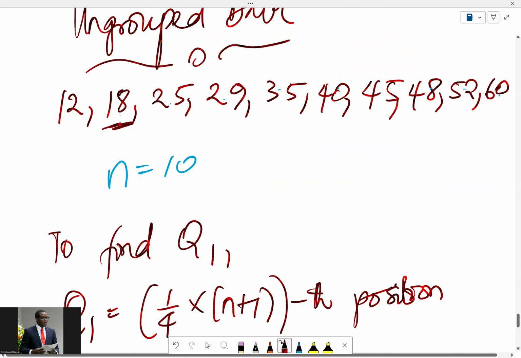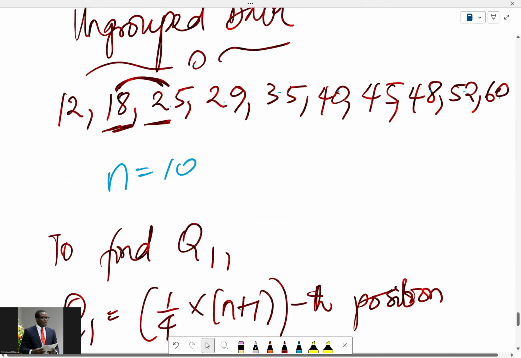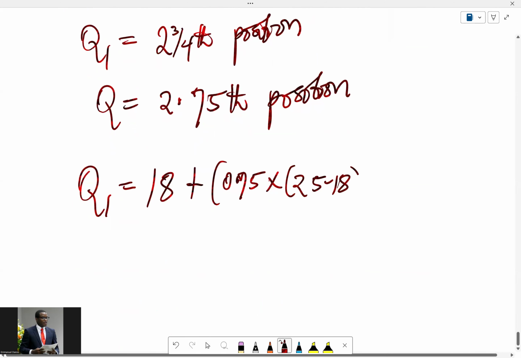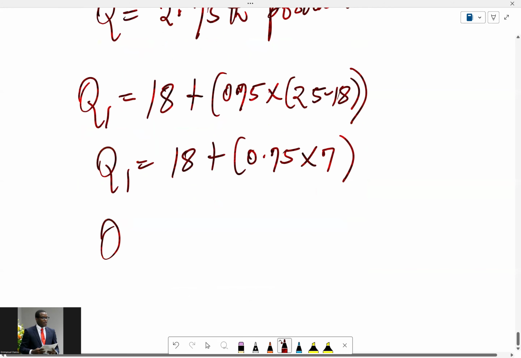So Q1 will be in the second position in the data, where you have 18. The fraction means you have the rest between 18 and 25. So that's why you now have 18 first plus the remaining 0.75 times the difference between 18 and 25. That's 25 minus 18, so the first quartile is 18 plus 0.75 times, I think, 7, right? Okay, yeah, 7.